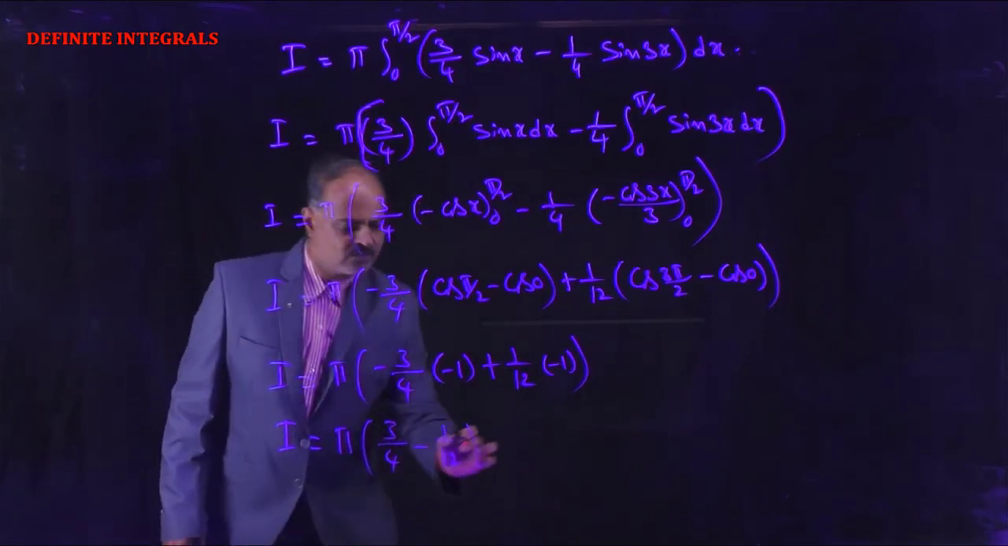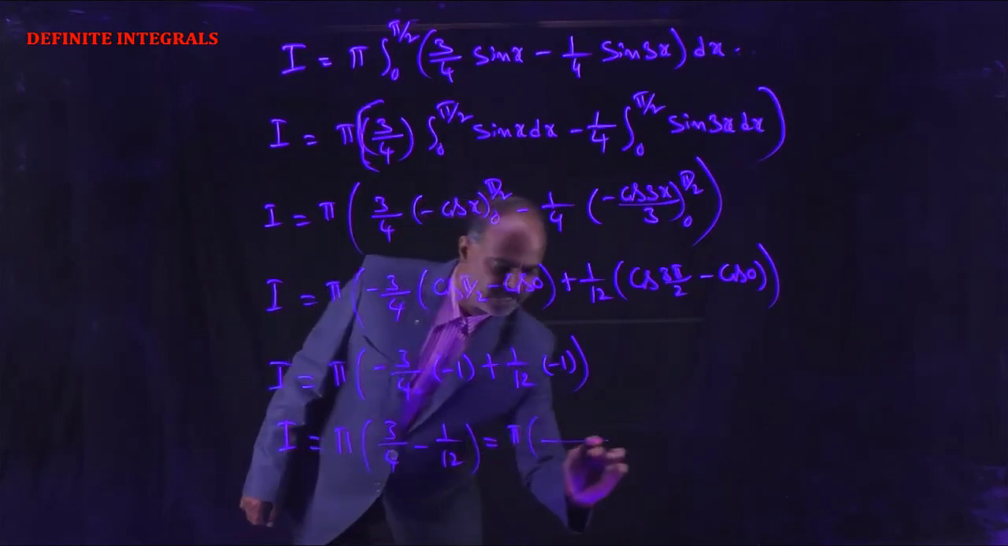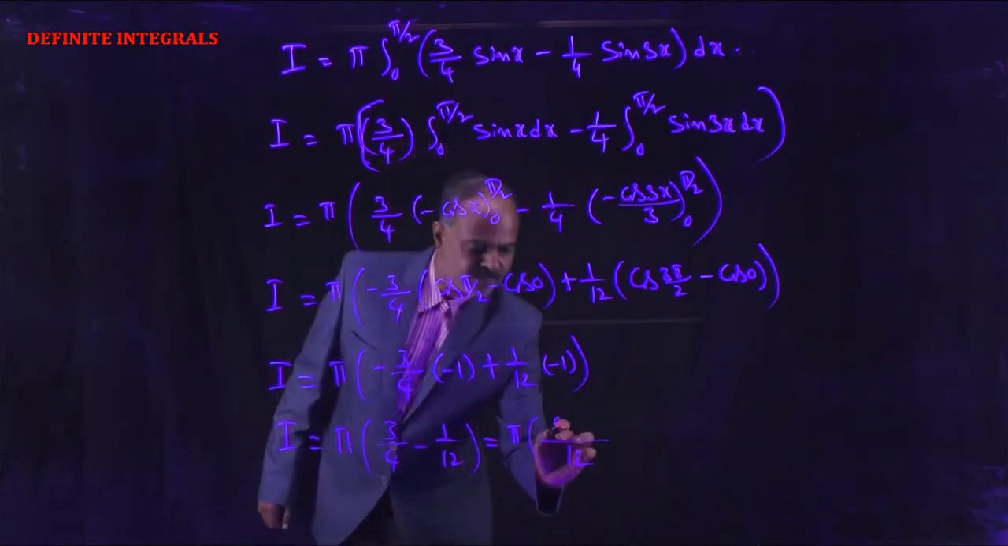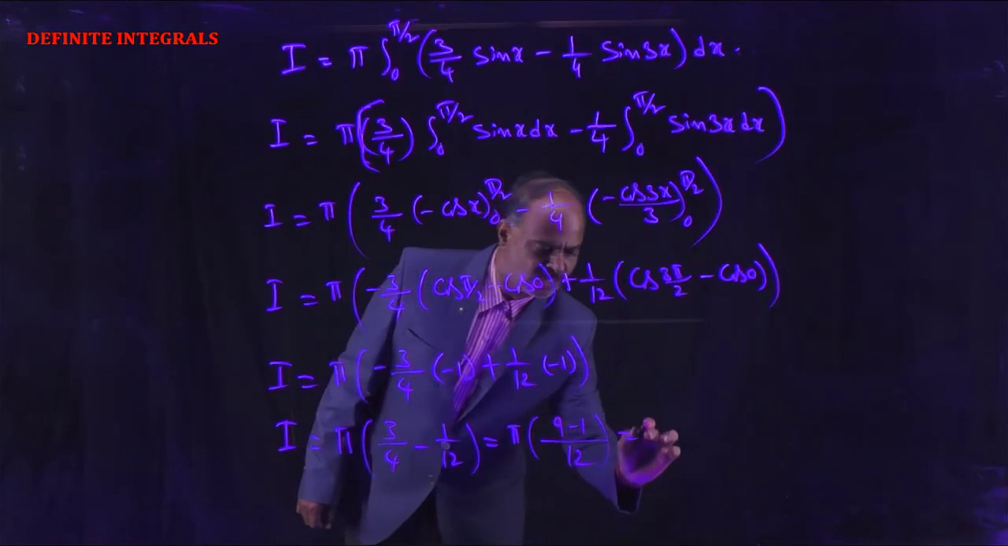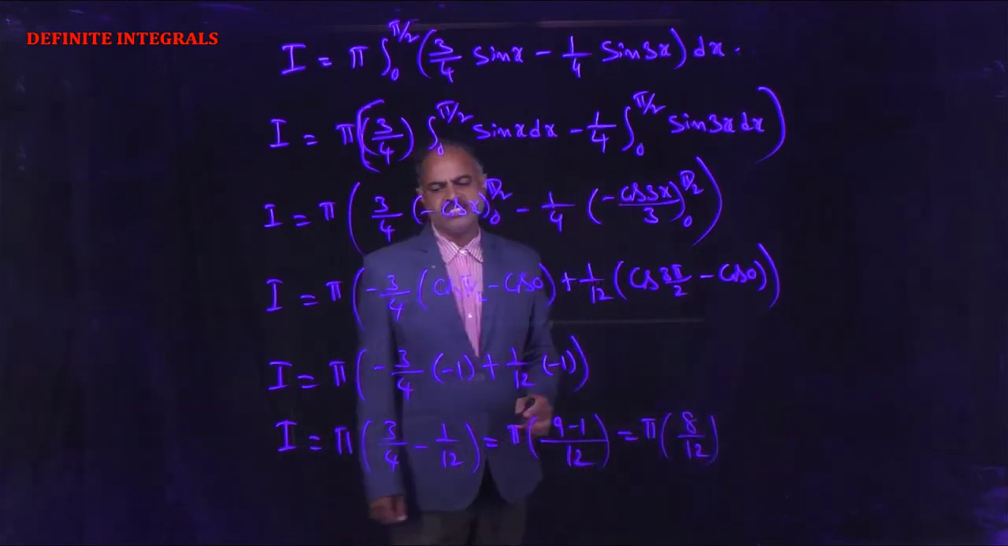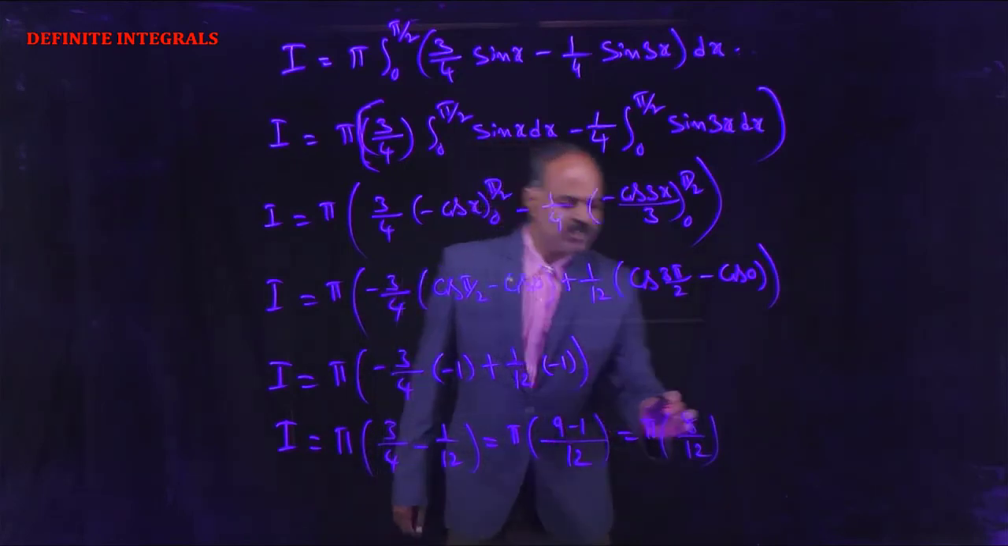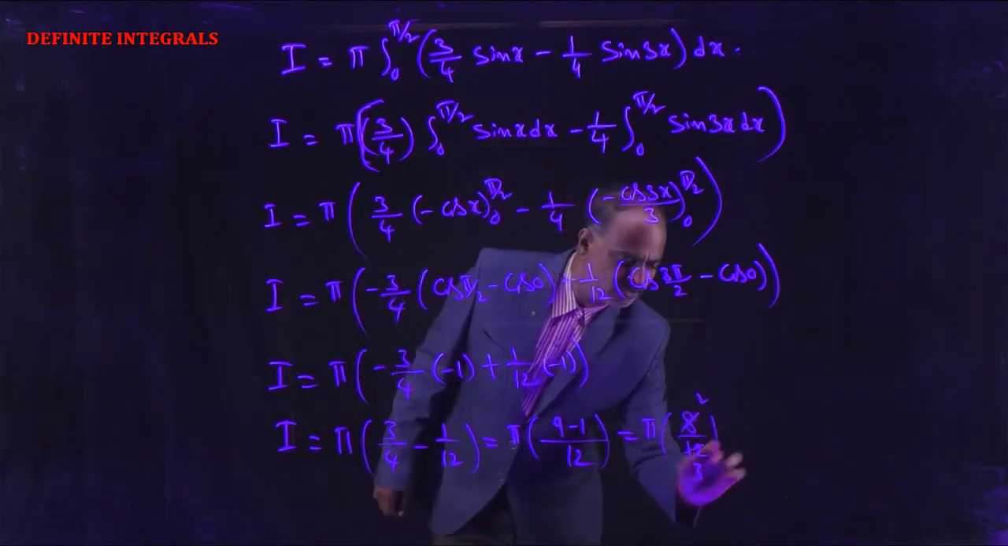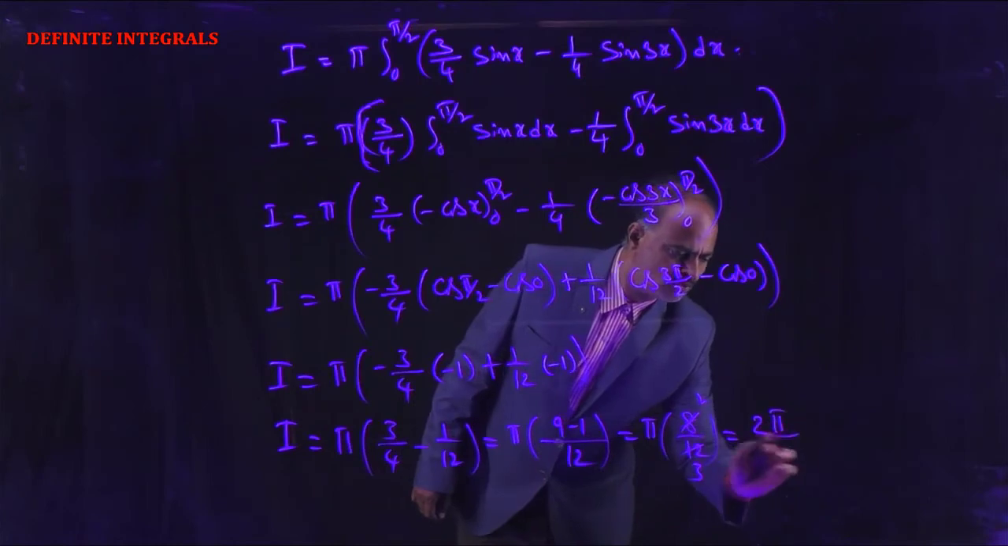Now I is equals to pi into 3 by 4 minus 1 by 12. Now this is equals to pi into 9 minus 1 by 12, I is equals to 8 by 12, I is equals to pi into 8 by 12. So 4 into 2, 4 into 3, so that is equals to 2 pi by 3.